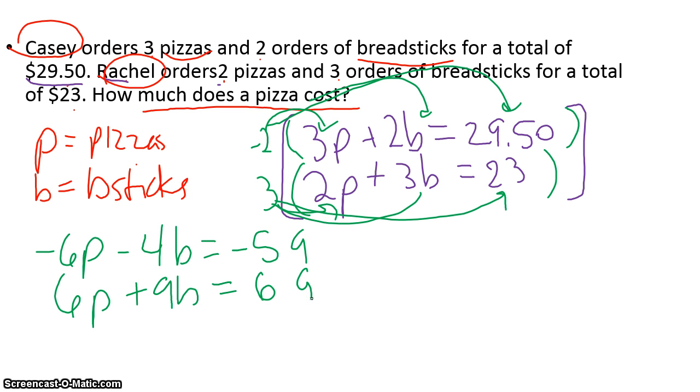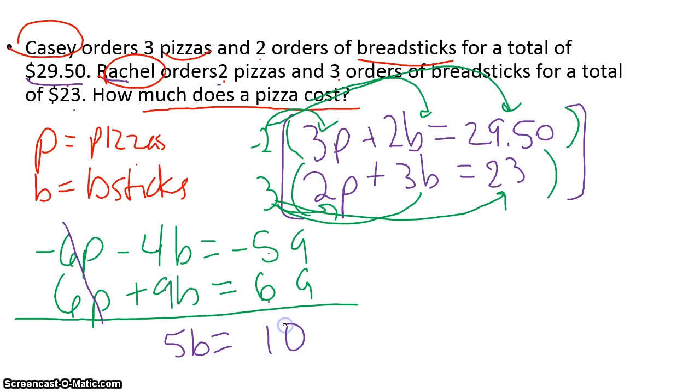So we're going to add these up. And as you can see, when you look at your p's here, they are going to cancel out. So we do the -4 and the 9 would give us a 5b. The -59 and the 69 would give us a 10. So we have our breadsticks at $2.